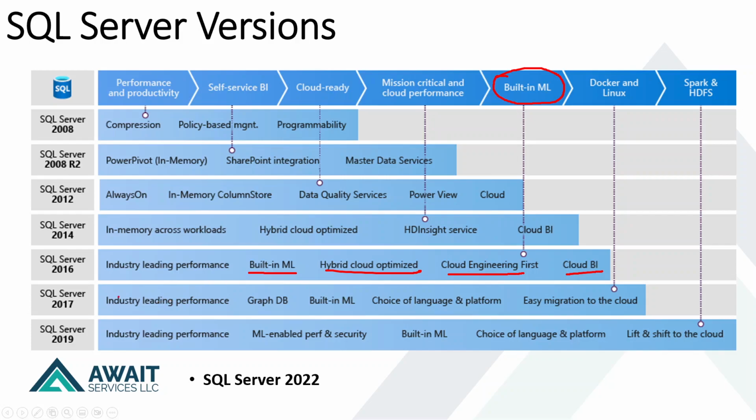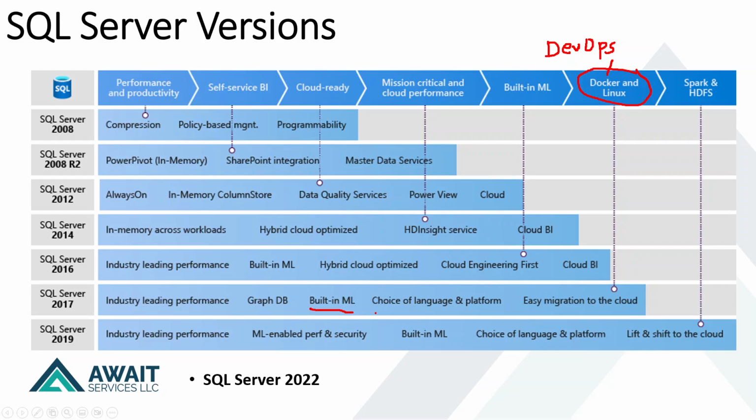Then in 2017, we had a new version, and that was when SQL Server had this Docker and Linux feature. So this Docker and Linux feature is mostly used by DevOps. The Docker is like a container for putting code or for saving code. So it's mostly used by DevOps. So that started in 2017. And then of course it still has the features from the previous version, which are the built-in ML and the cloud BI and other stuff.